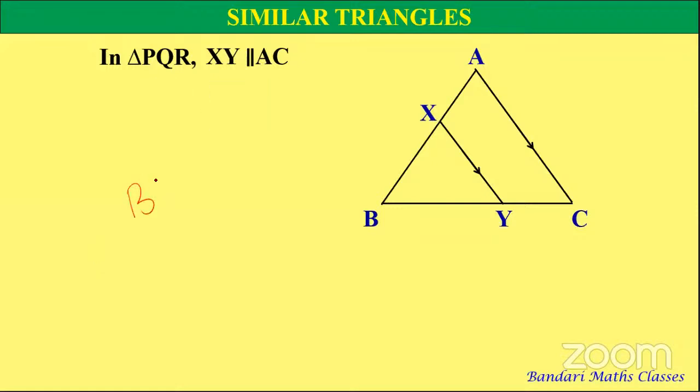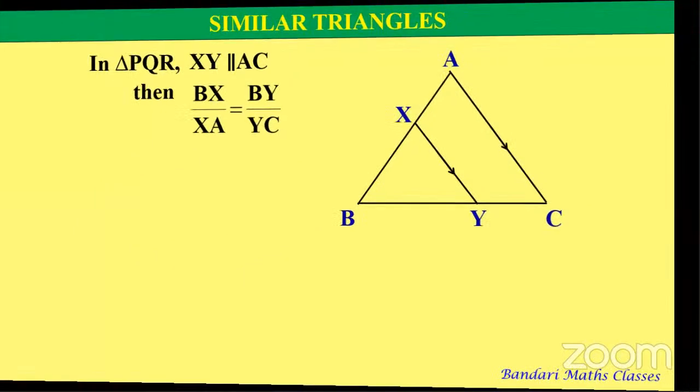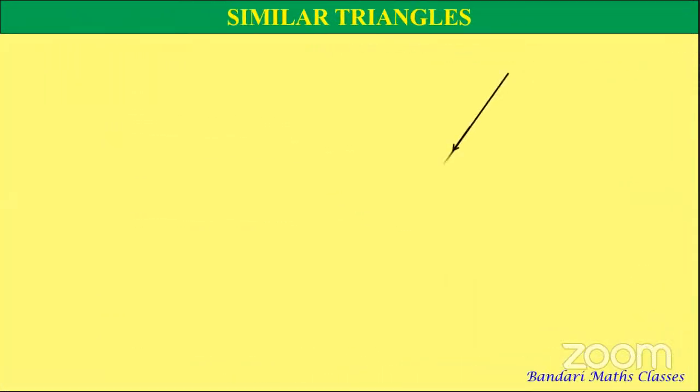BY by YC. BX by XA. Where did this go earlier? BX by XA. You said RHS, here it is LHS. BY by YC, RHS, LHS, RHS, no problem. 100% right answer. Next one.